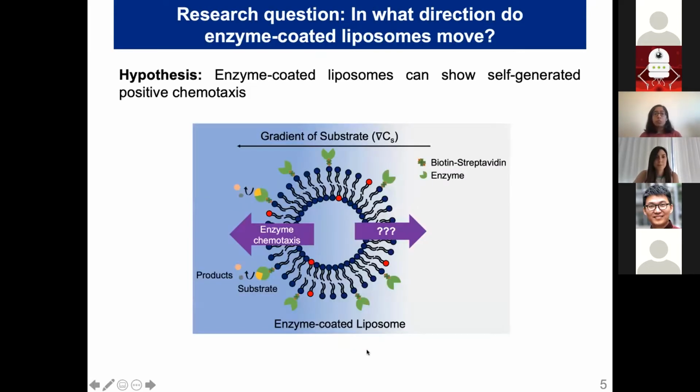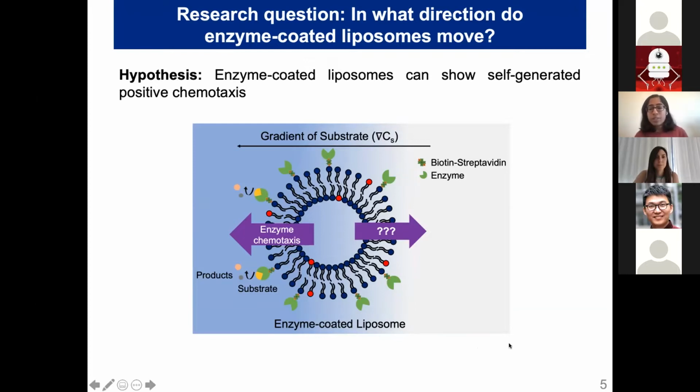In this study, what we wanted to do is to see if liposomes are able to move directionally when enzymes are attached onto their surface. And if so, we wanted to see in what direction these enzyme-coated liposomes move. As I mentioned earlier, enzyme molecules as well as enzyme-coated particles are able to show positive chemotaxis. So we hypothesized that these enzyme-coated liposomes would also show self-generated positive chemotaxis upon catalysis.